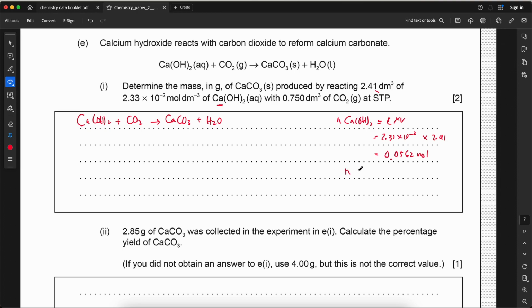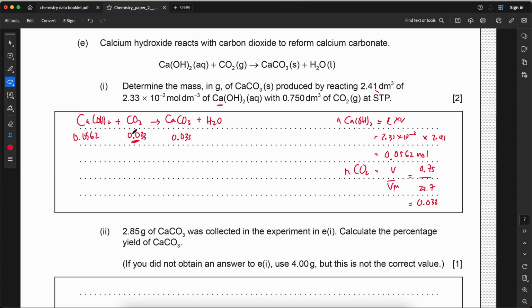So we can also find the moles of CO2, V divided by Vm. It will be 0.75 divided by 22.7, which is 0.033. So the moles of Ca(OH)2 is 0.0562, and for CO2 0.033. This one is smaller compared to this one, so CO2 will be the limiting reactant. Therefore, moles of CaCO3 will be 0.033, because the coefficient is the same.